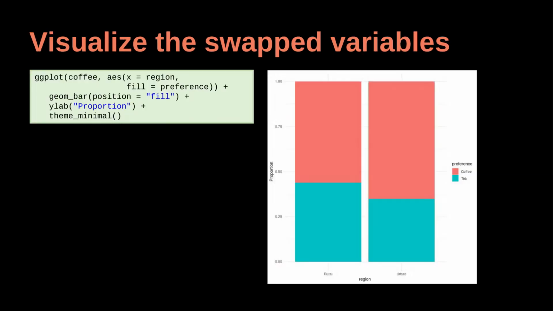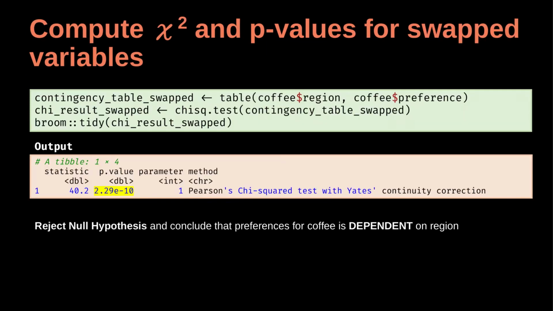We can run the same test by swapping the variables. In the resulting stacked bar plot with swapped variables, we notice that the splits within each bar are quite similar, meaning the regions don't change much across different levels of coffee and tea preference. When we run the chi-square test of independence with the variables swapped, the results are identical. This is because the chi-square test is symmetric. It doesn't depend on the order of the variables.